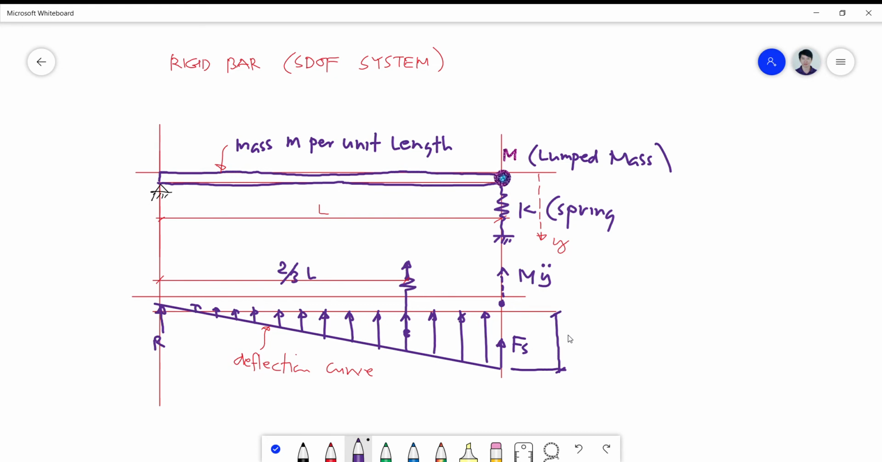So this is simply m times y double dot. For the area of this triangular curve representing the inertia force, this is simply 1/2 times the length times the height, which is y double dot.